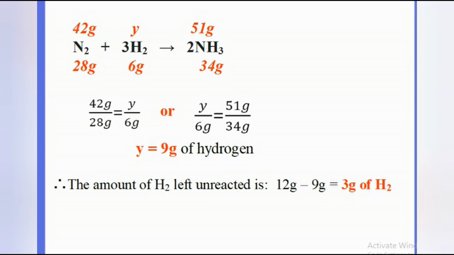Now you can determine the amount of hydrogen left over at the end of the reaction by subtracting 9 grams from the given amount of 12 grams. Therefore, the amount of hydrogen left unreacted in this reaction is 3 grams of hydrogen.